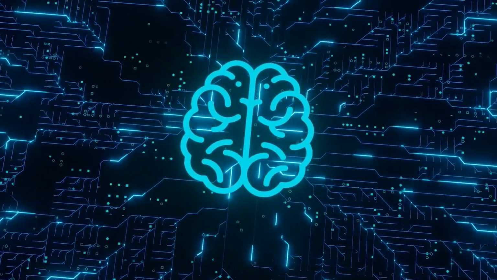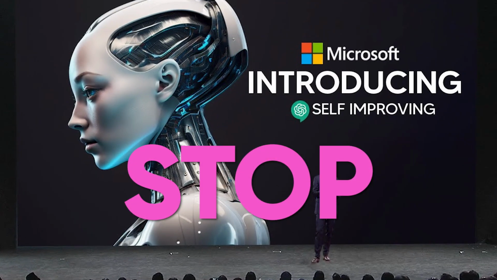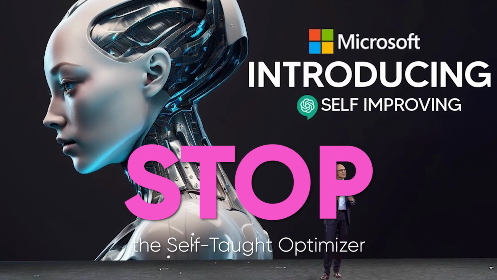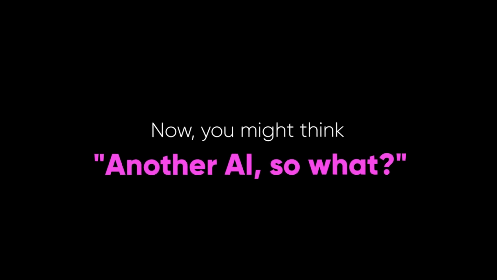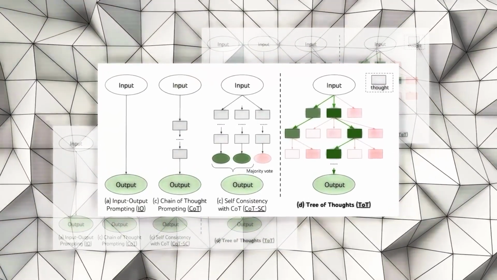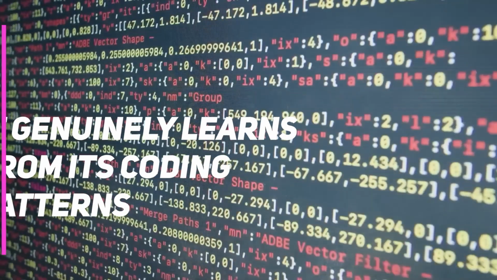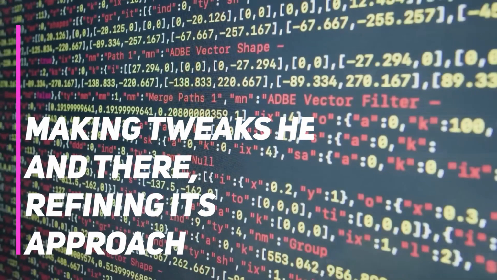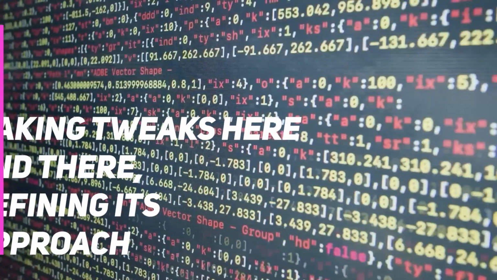So amidst all the advancements, Microsoft drops this bombshell. Stop, the self-taught optimizer. Now you might think, another AI? So what? But Stop is a breed apart. It's not just an AI that codes, it's an AI that teaches itself to code better over time. It genuinely learns from its coding patterns, making tweaks here and there, refining its approach, all on its own.